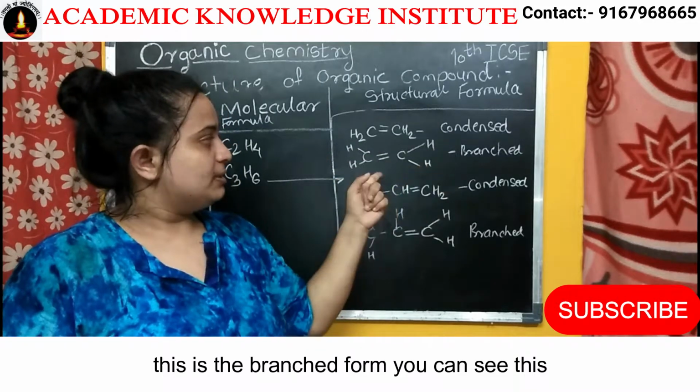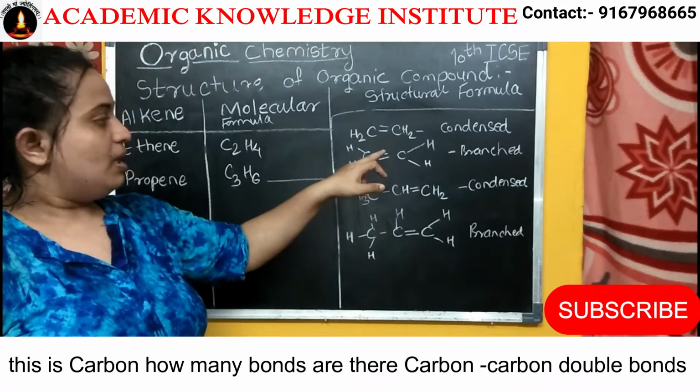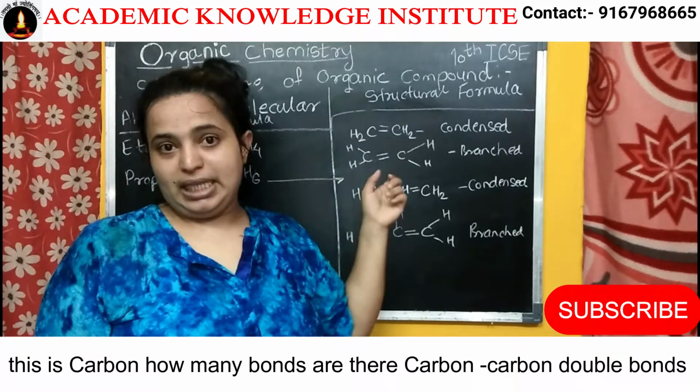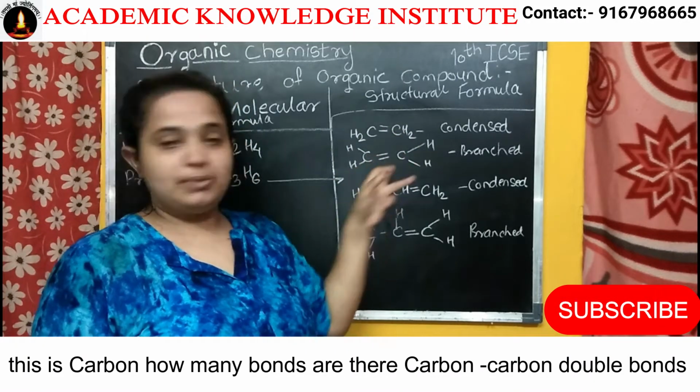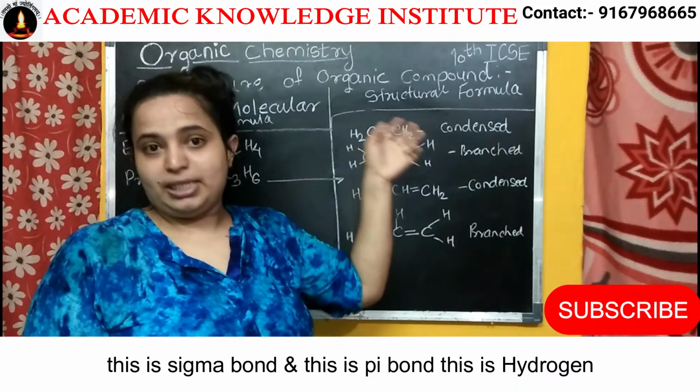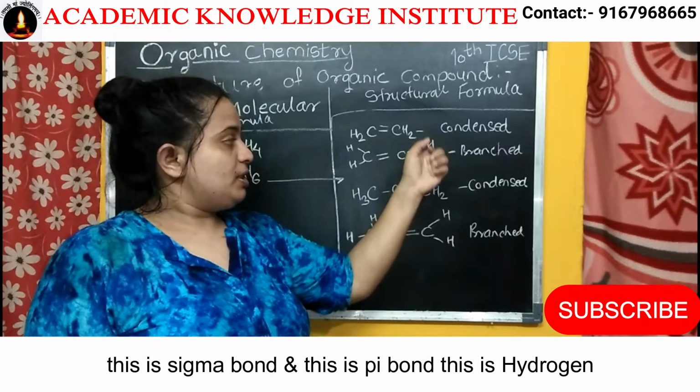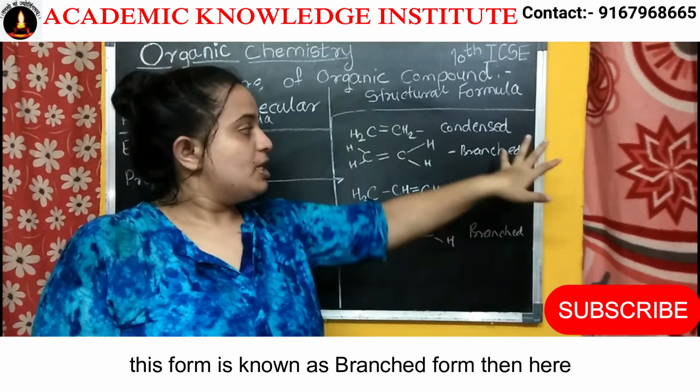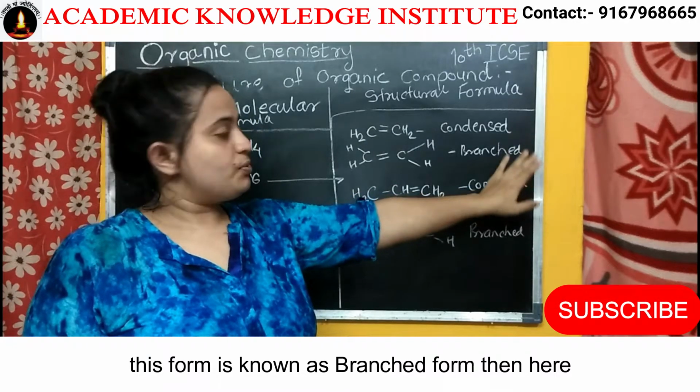You can see this. This is carbon. How many bonds are there? You can see this is the carbon double bond. This is a sigma bond and this is a pi bond. This is hydrogen, this is hydrogen, this is hydrogen, this is hydrogen. So this form is known as the branch form.